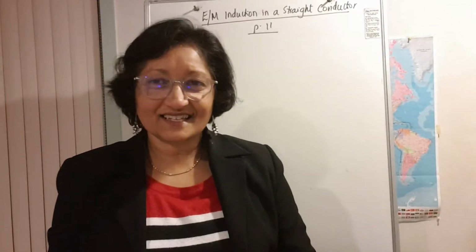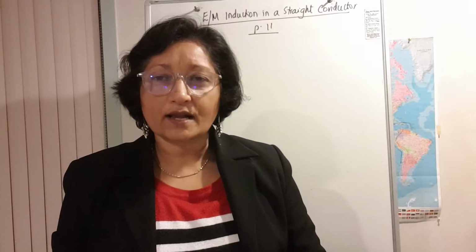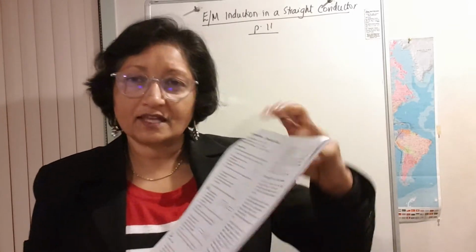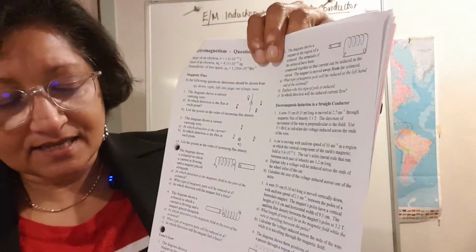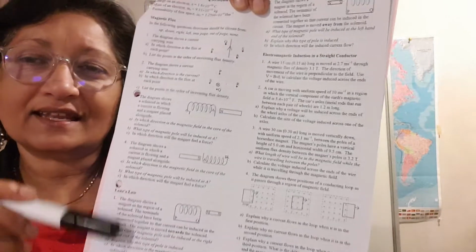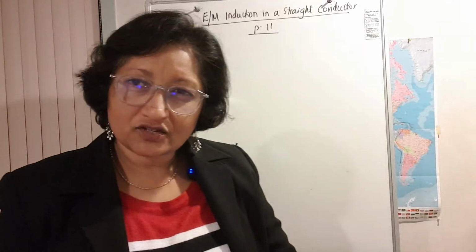Hi everybody, this is a continuation of lesson 2 and I'm just going to go through a couple of questions from page 11 in your booklets, which is on electromagnetic induction in a straight conductor. There are some questions on Lenz's law before that, but we will keep that for our next lesson. We don't want to do too much in one lesson. So the first one's quite straightforward.